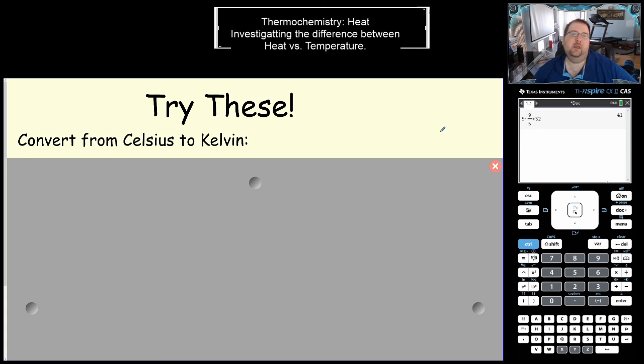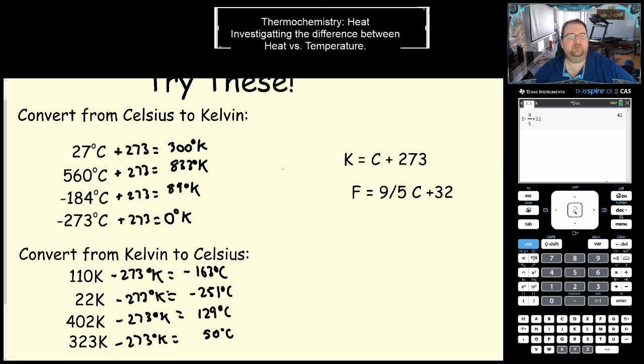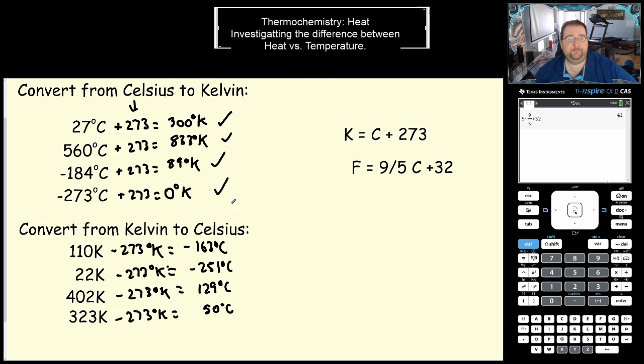Welcome back. Let's go through our answers. So to convert from Celsius to Kelvin, you're going to add 273. Here are your answers: 300 Kelvin, 833 Kelvin, 89 Kelvin, and 0 Kelvin. To convert from Kelvin to Celsius, you're going to subtract 273. Here are your answers: negative 163 Celsius, negative 251 Celsius, 129 Celsius, and 50 Celsius.